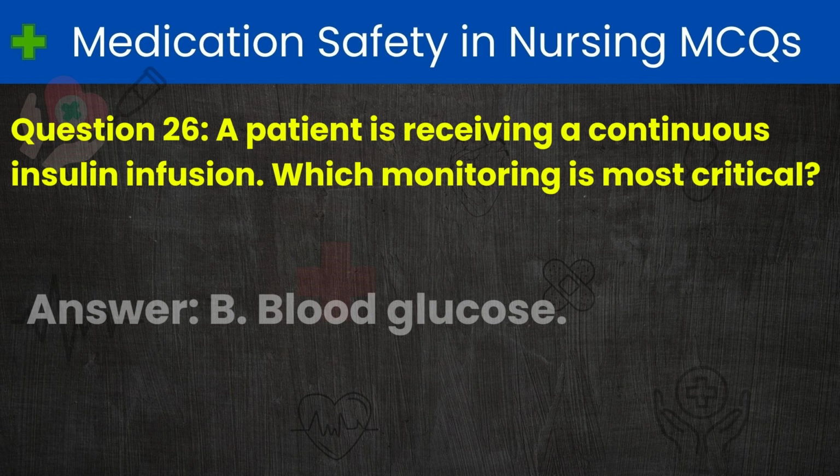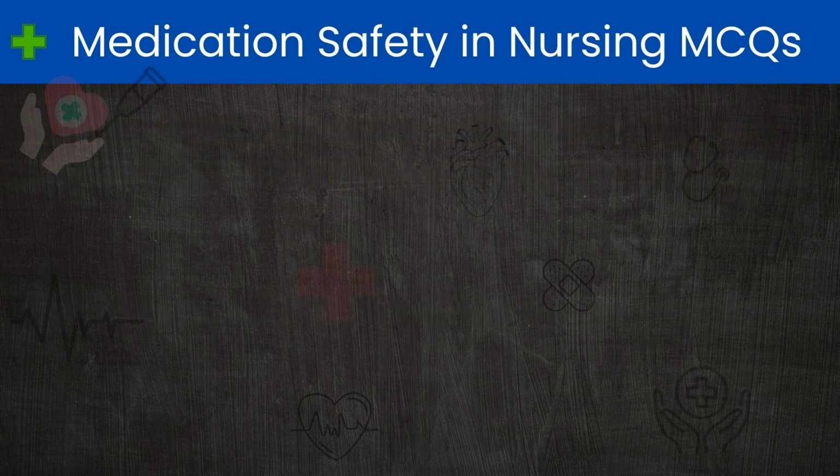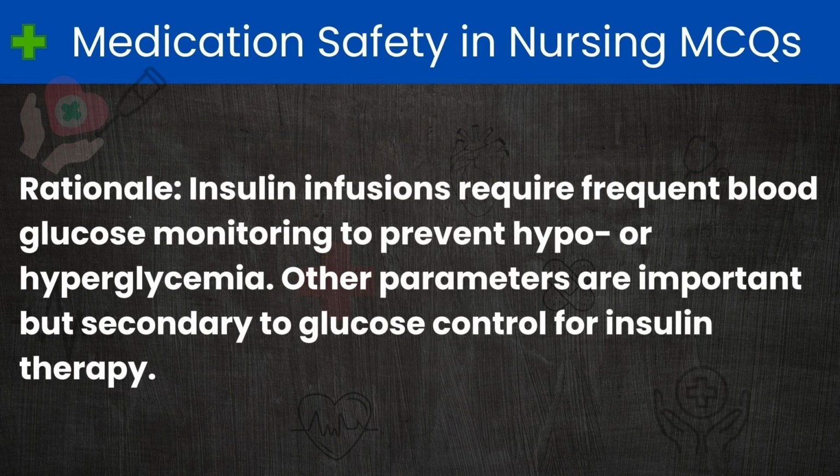Answer B. Blood glucose. Rationale. Insulin infusions require frequent blood glucose monitoring to prevent hypo or hyperglycemia. Other parameters are important but secondary to glucose control for insulin therapy.